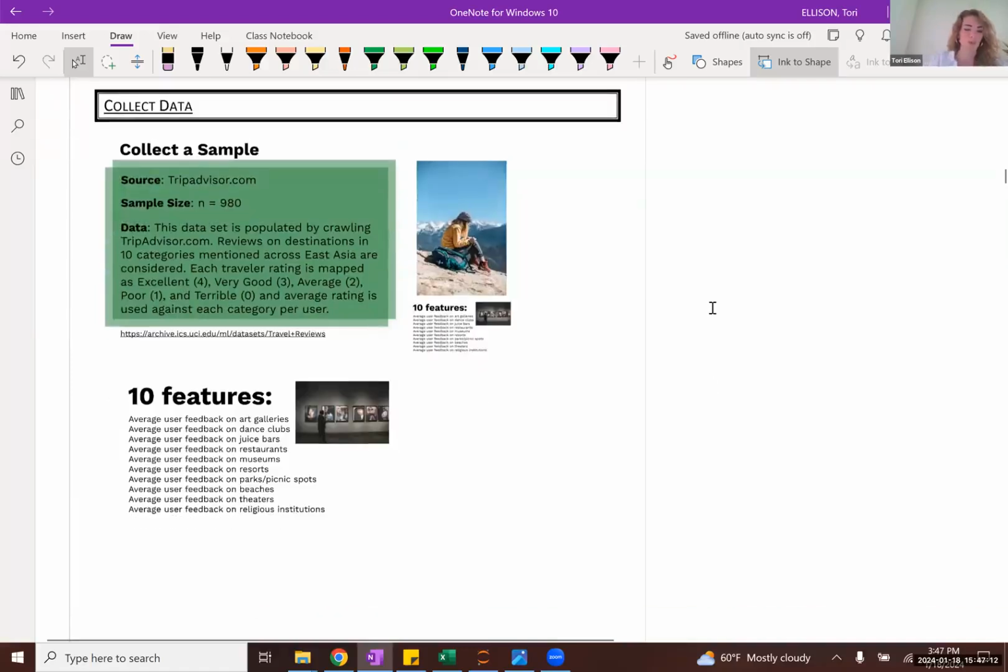Okay, so basically the bullet point is we're going to take this data set, which has 10 columns and 980 rows, and we will cluster it to best help my friend figure out who are the best people to advertise her yoga studio to.